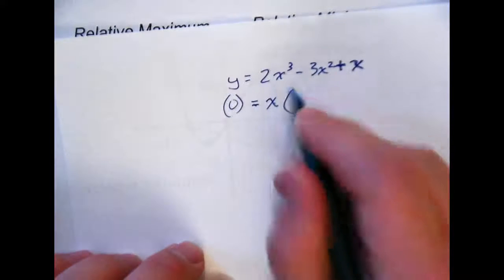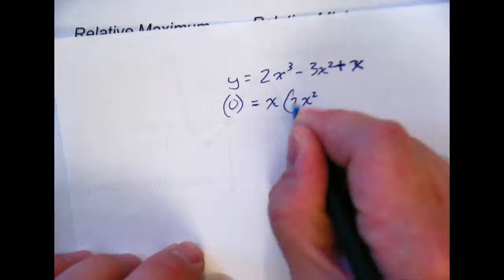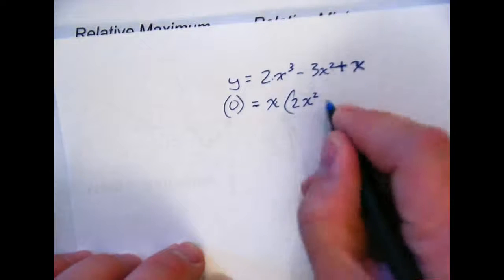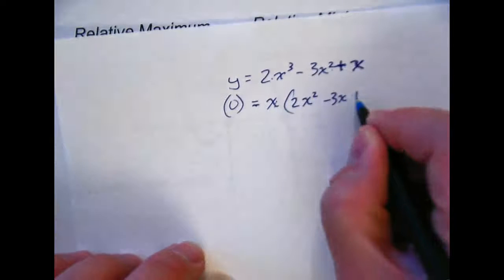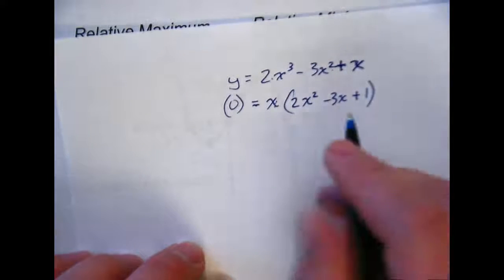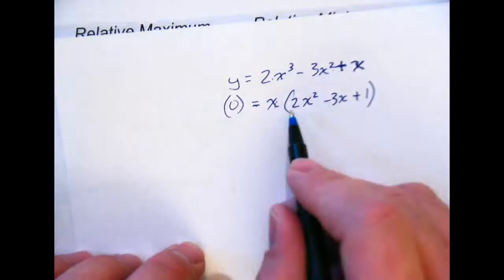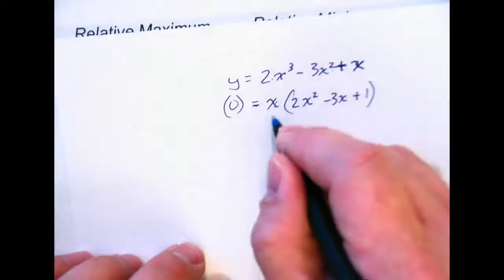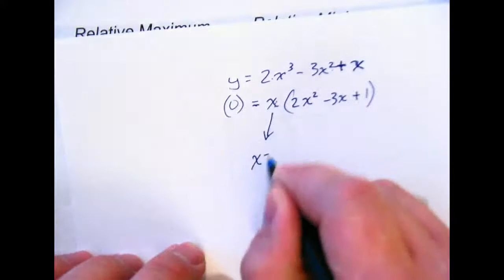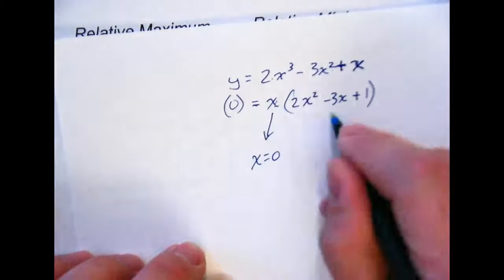x times x squared. And we need the 2. x times negative 3x, and x times 1. And don't forget that 1 back there. That's a key piece. Okay? Because at this point now, you look at it and you go, all right, well, I set that equal to 0. And that's one answer. And then I set this equal to 0.